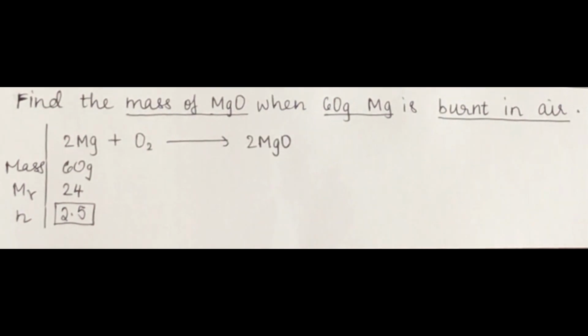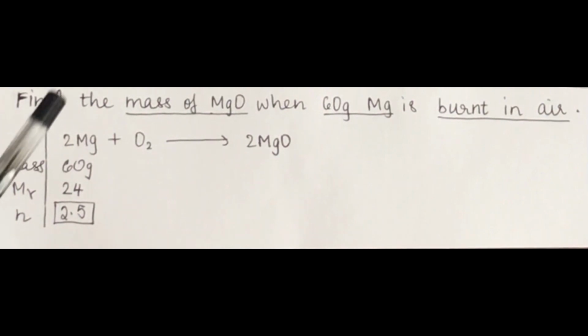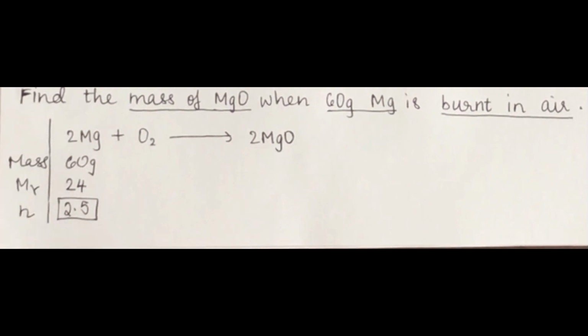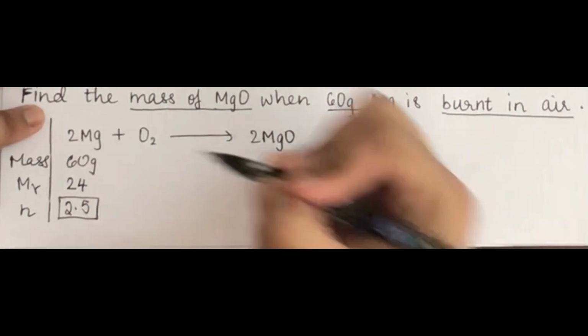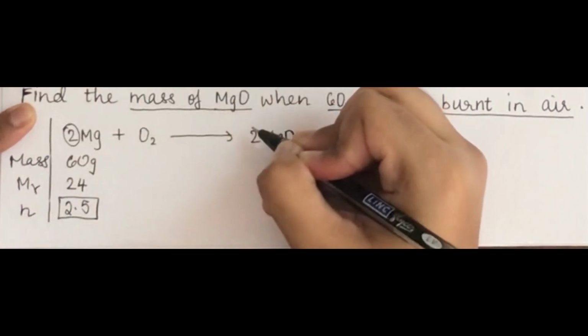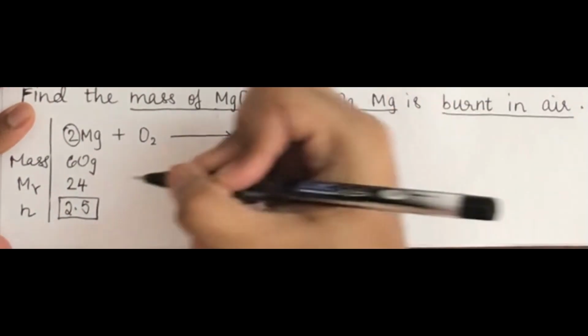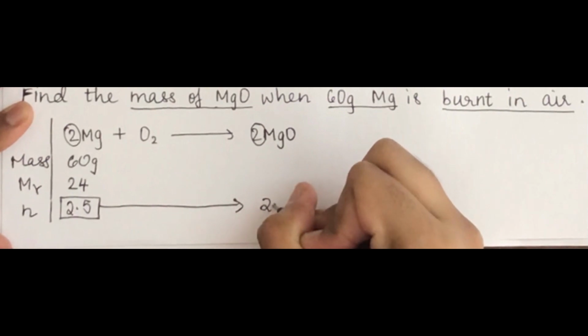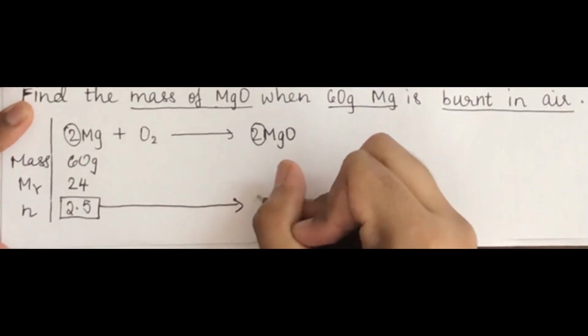Then, since it's a tabular method, you'll write mass, MR and number of moles on the side. Mass for magnesium we have been given, it's 60 grams. MR can be taken from the periodic table, it's 24. When you divide the two, you get 2.5 moles. Now, since the ratio of these two big numbers right here is exactly the same, this can be carried forward here. It's going to be the same number of moles.